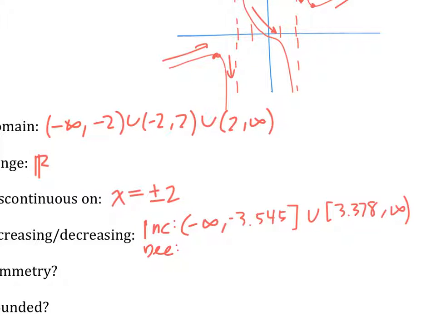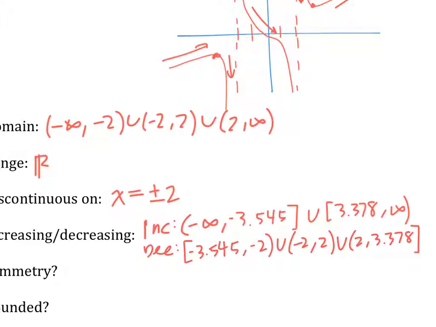Decreasing is from negative 3.545 to negative 2. Don't include negative 2 because there's an asymptote. And then negative 2 to 2. And then from 2 until 3.378 bracket.